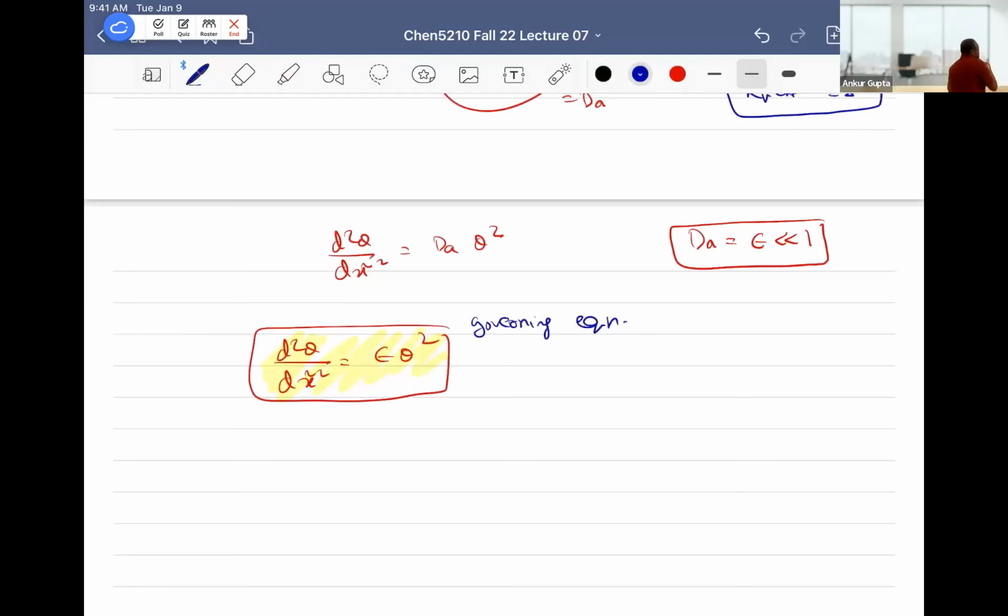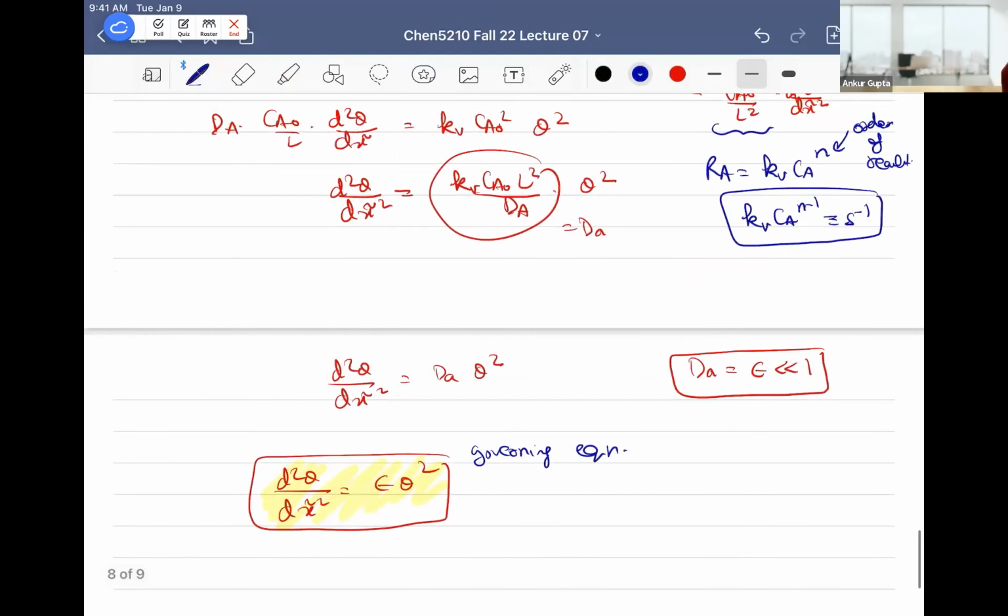And that is what I wanted to mention about what epsilon is. It's a ratio of physical parameters. Yes, no? Questions? Oh, yes, thank you. Actually, it is L square. I think I made a mistake here. It should be Ca naught and not by L square, and then it was L square. Thanks. Any other questions? Okay.